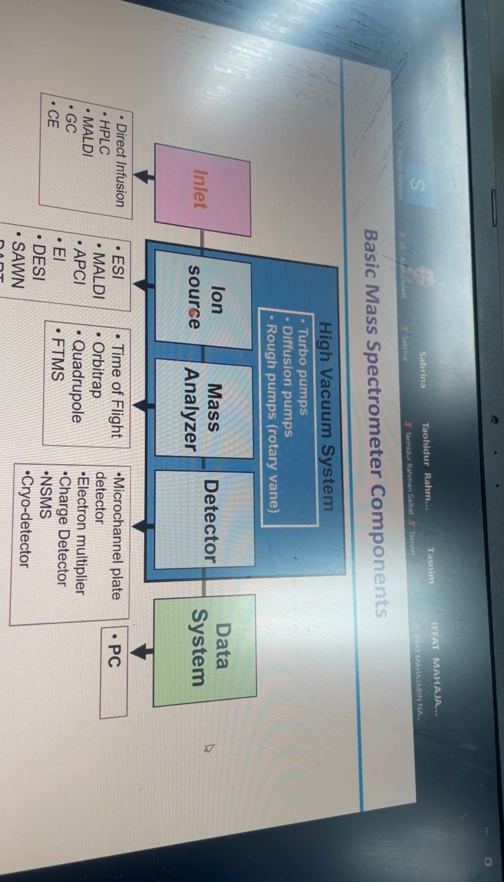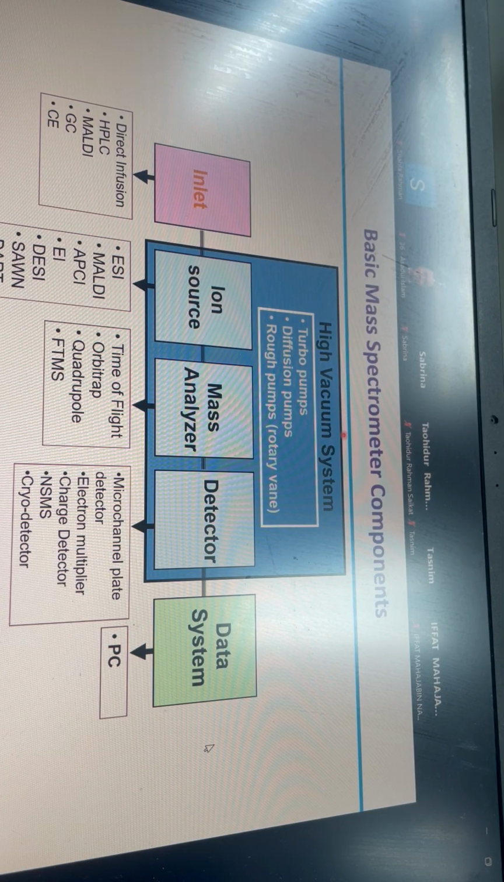So now you need to introduce your sample to the ion source. You can use direct infusion, so you have a capillary, and you can directly put it into the ion source. You can use HPLC connected with the mass spec, and then this will be LC-MS. You can also use MALDI as an inlet, or GC or electrophoresis can act as an inlet.